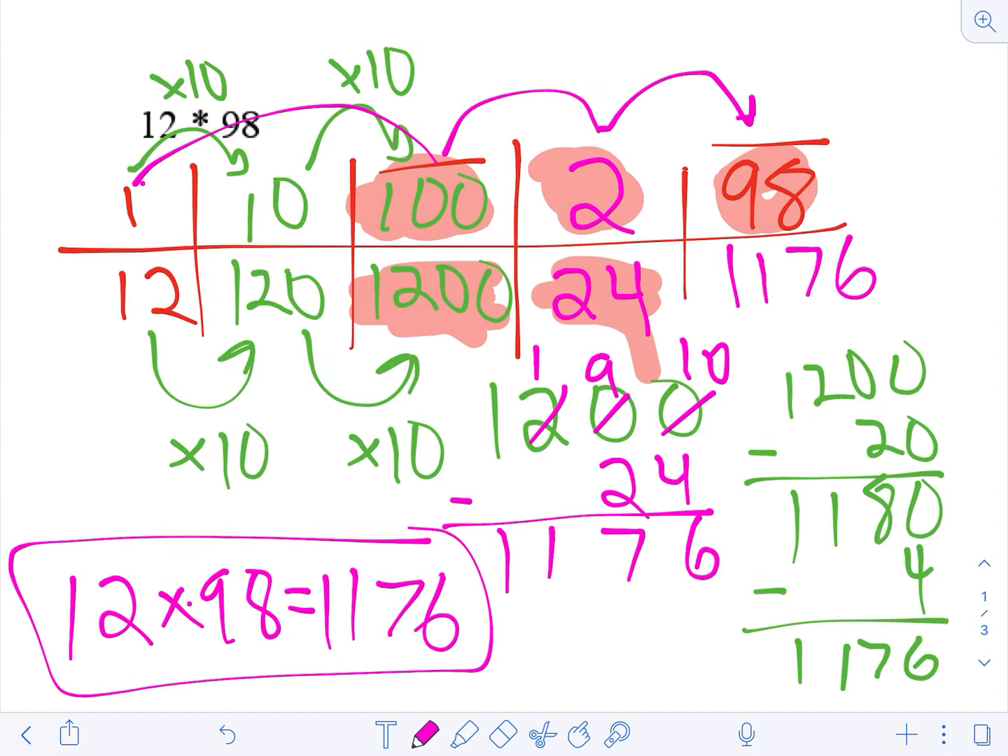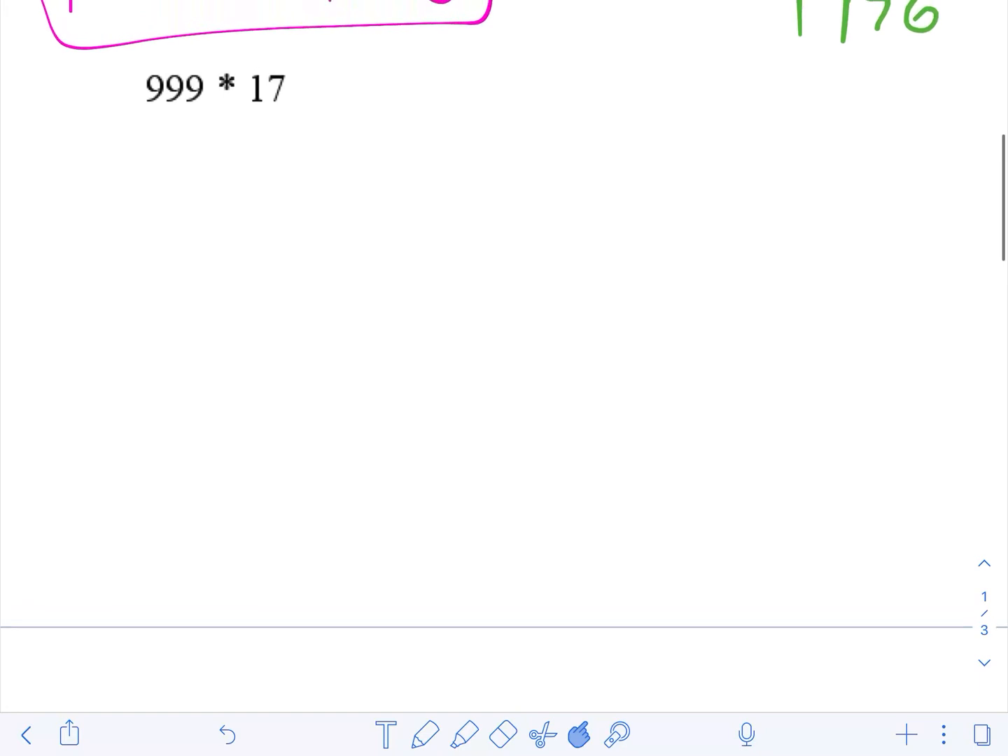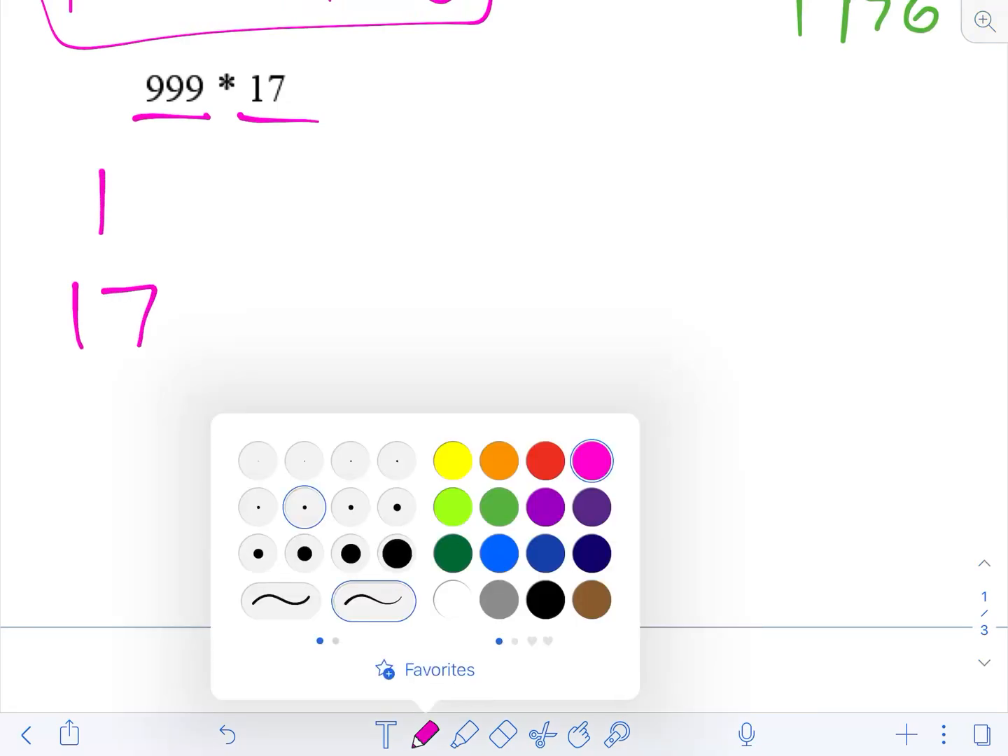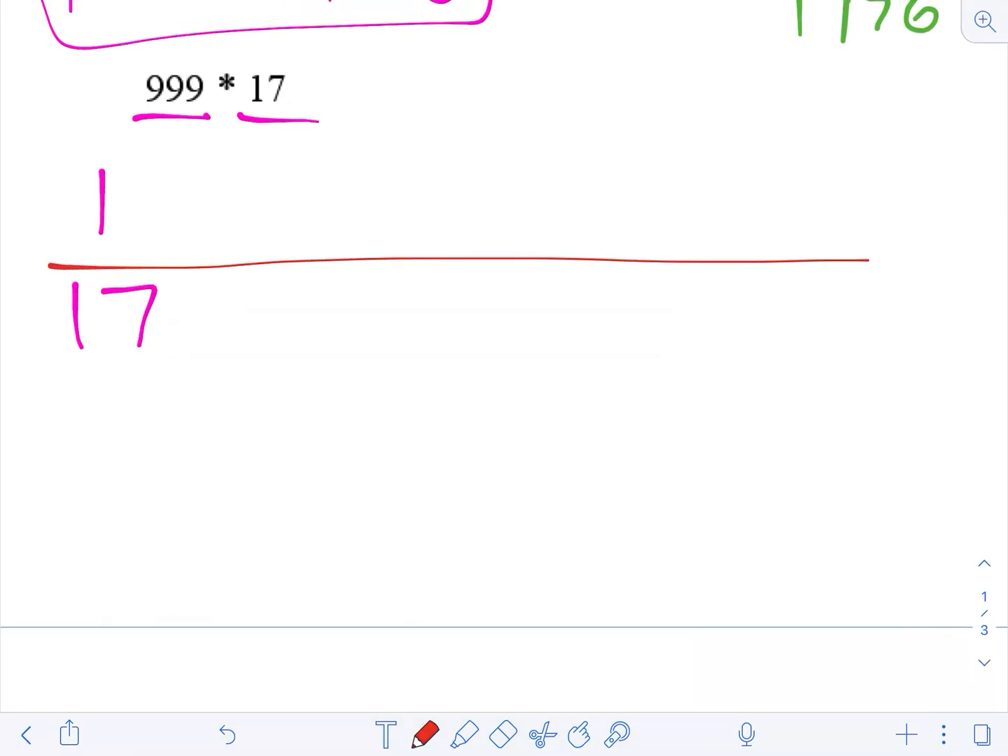Okay, pause this if you want. Look back on it. I'm just going to do a couple more. What about this one? Oh my gosh, 999 times 17? That's just not pretty. Well, let's deal with it. So we have 1, 17, and what I want to do is get to 999. Oh my gosh, well that's a pain.